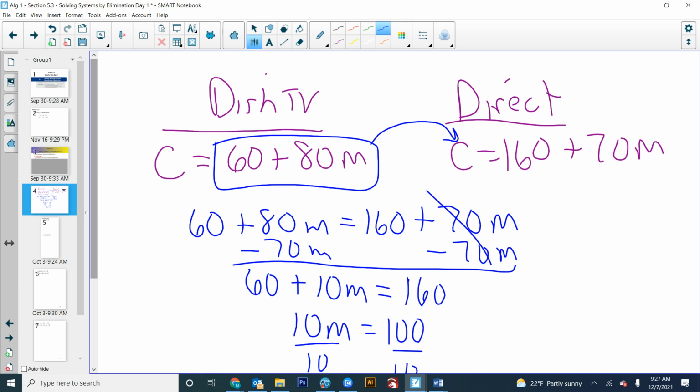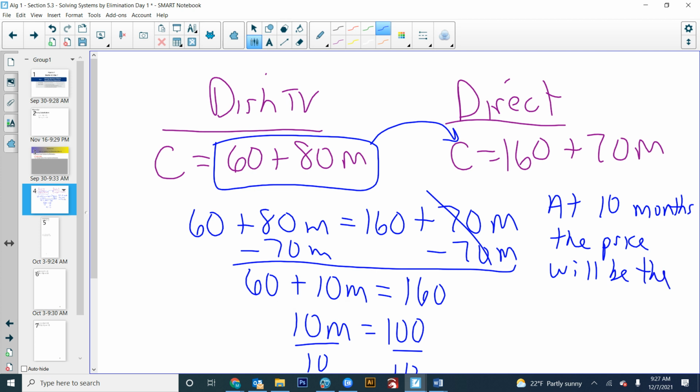Okay, so guys, you want to say this. At 10 months, somewhere on your paper, the price will be the same for, and I apologize for my sloppy writing, for both places, companies, whatever you want to say. At 10 months, the price will be the same for both places. Now, doesn't it also ask what would that cost be?